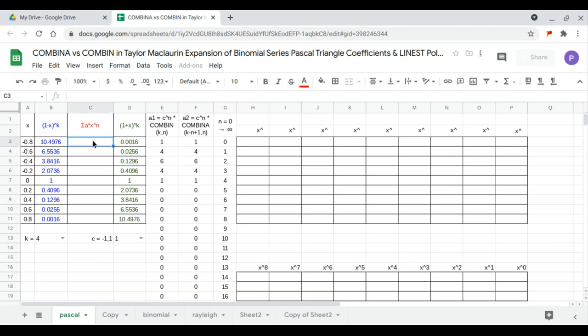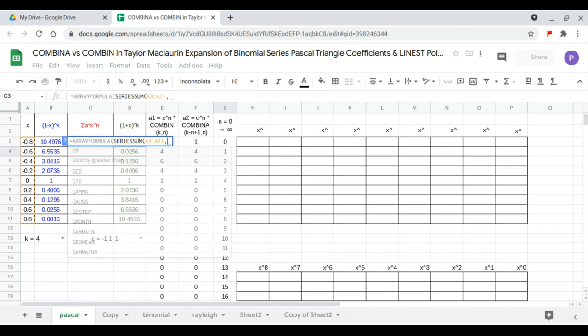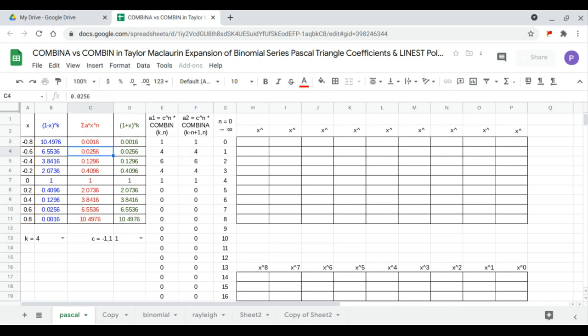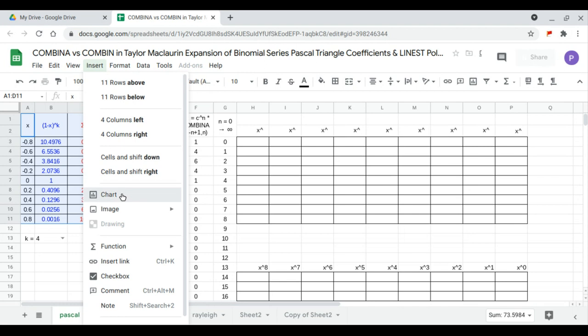Now we can continue with the expansion. So R, the formula, series sum of the x values raised to the power n, where n starts from 0, incremented by 1. And the coefficient, you can choose a1 or a2. Let's start with a2. And enter. So their values are the same. So we'll chart this. Insert chart.